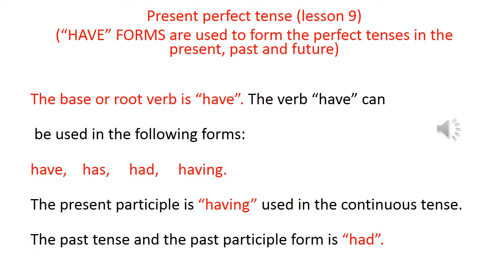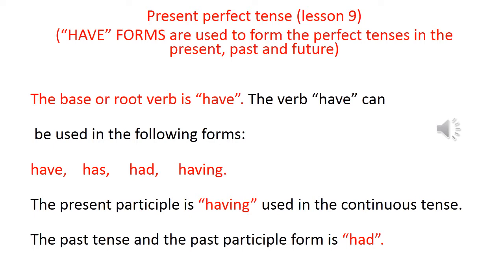The base or root verb is have. The verb have can be used in the following forms. We can have the root verb have, the original one. Then for the singular number, we have has. For the past tense, we have had, which is suitable for both singular and plural. And we also have the ing form, that is having. So these are the four forms of the verb have, and we need to use them wherever they are necessary.